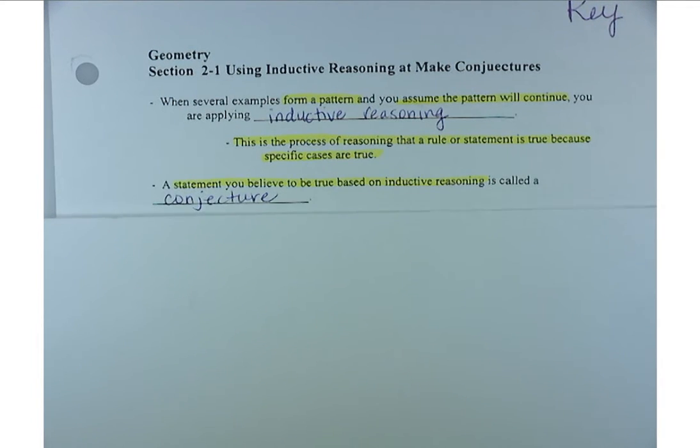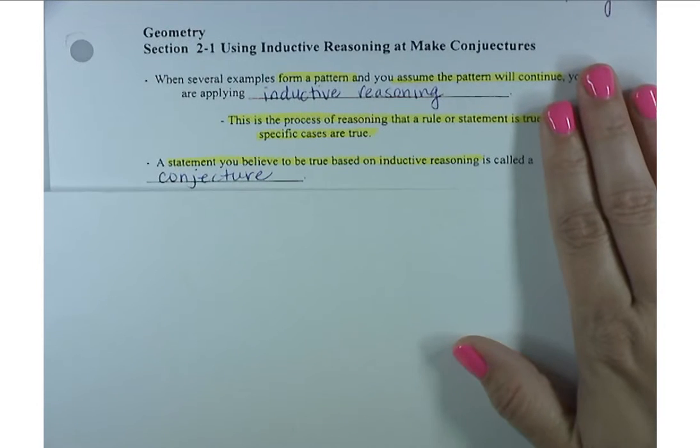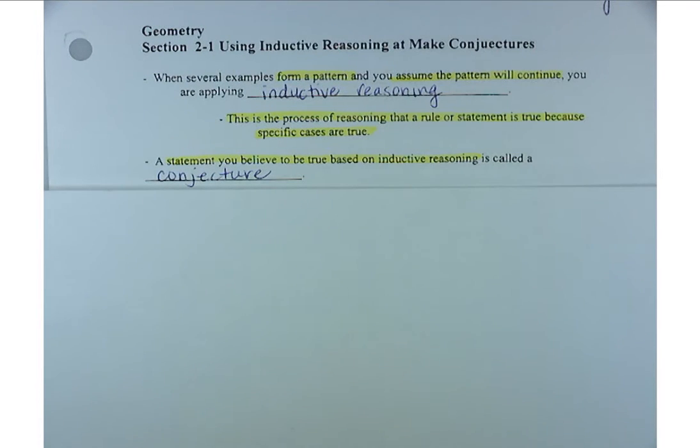Now, a statement that you believe to be true based on inductive reasoning is called a conjecture. Can you say another word that might be kind of similar to conjecture? No, because congruent means the same. Yes, conclusion. It's actually before you reach that. So a conjecture is going to be a statement that you think is true, right? Hypothesis. Yes, a hypothesis.